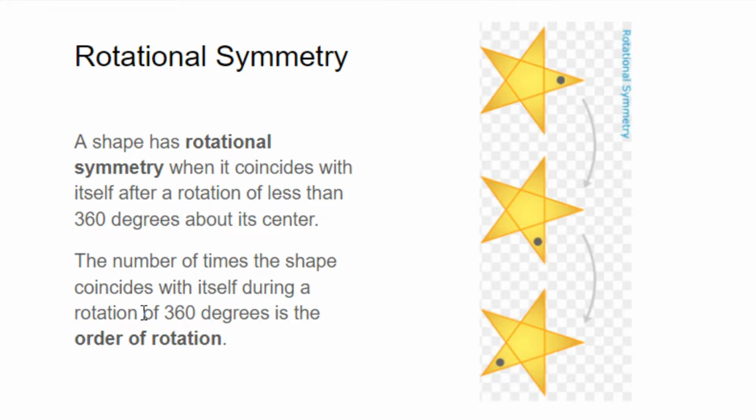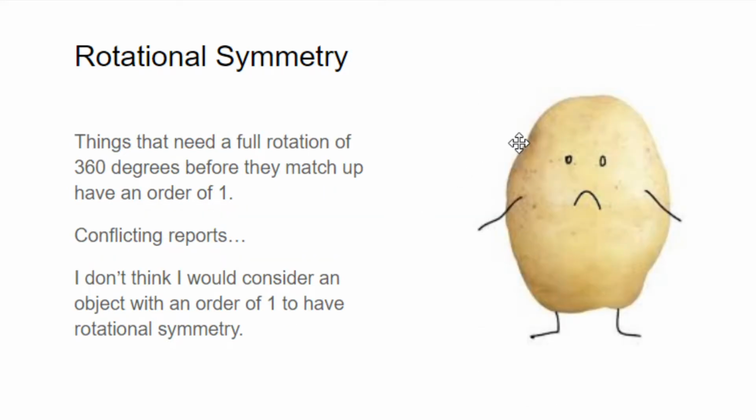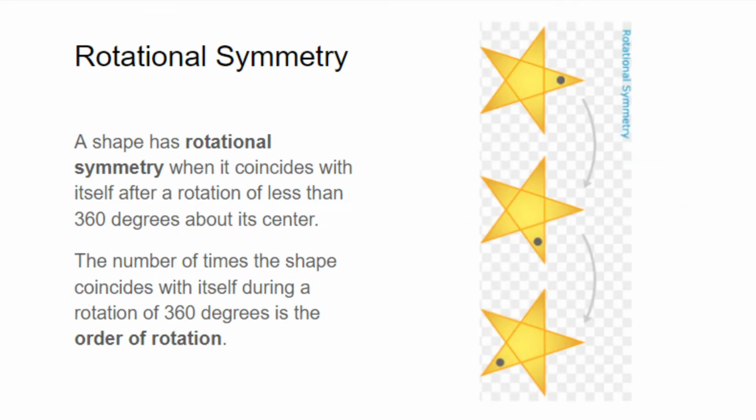And there's kind of a gray area that I found. It's kind of like when mathematicians are talking about zeros. Some things need a full rotation of 360 degrees before they match up, so they have a rotational order of 1, or an order of symmetry of 1. And some sources were telling me, oh no, you can't have a rotational order of 1, and then others were like, yeah, you can. It just means it's not symmetrical in any way, because everything has a rotational order of 1. So it's not super useful to say it has a rotational order of 1, or an order of rotation of 1.